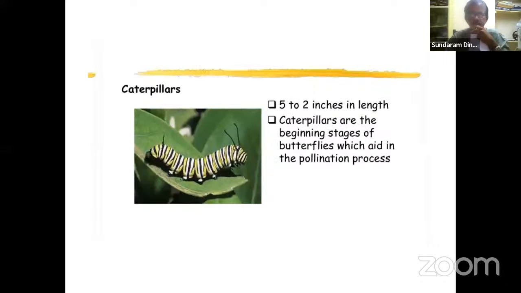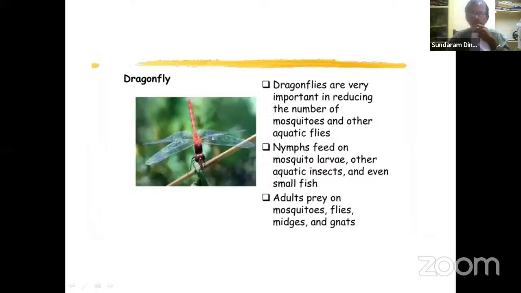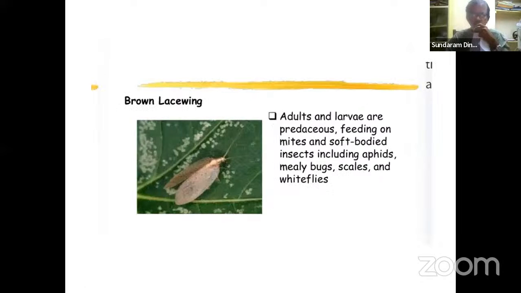This is a ladybug. Yeah, of course, caterpillars also. You know that butterflies are very good pollinators, whereby they give revenue to the people. Then damselflies, of course, feed on adult mosquitoes and other aquatic insects. Dragonflies: there is a specific group called the cement tank breeders that will feed on mosquitoes, even small fish. Then flies, midges, gnats. Then brown lacewing. See, in order to show the diversified aspects of insects, I'm showing these slides in a flash.